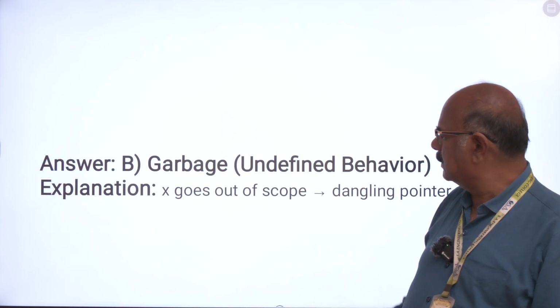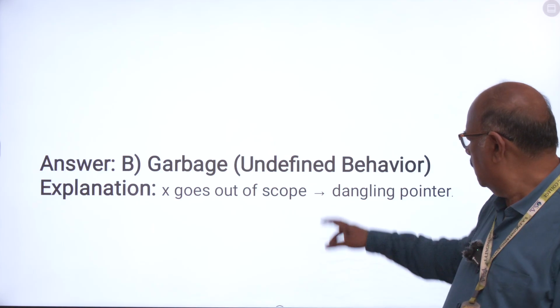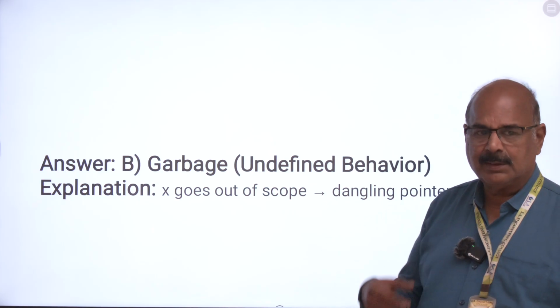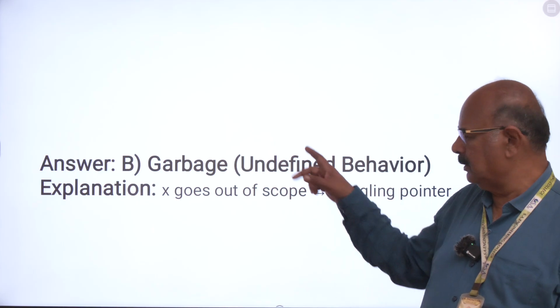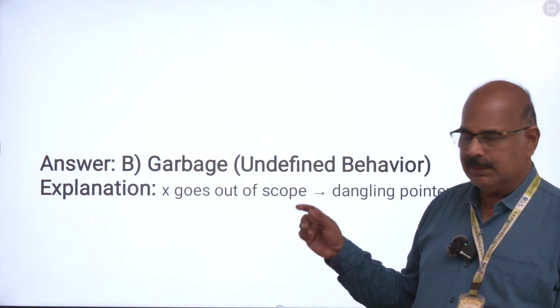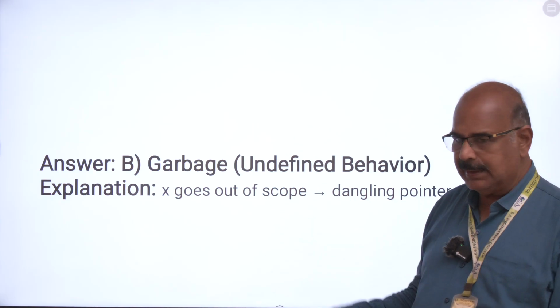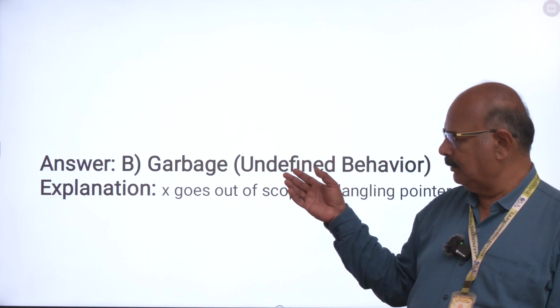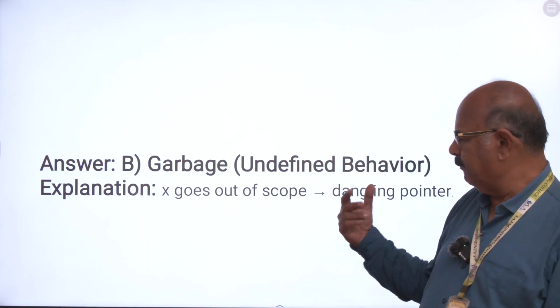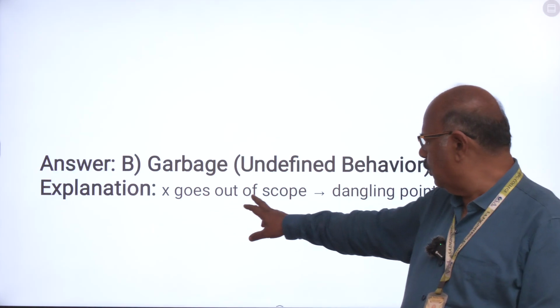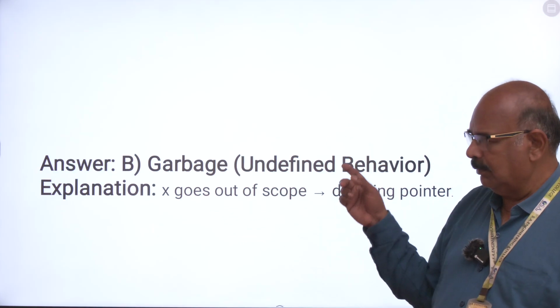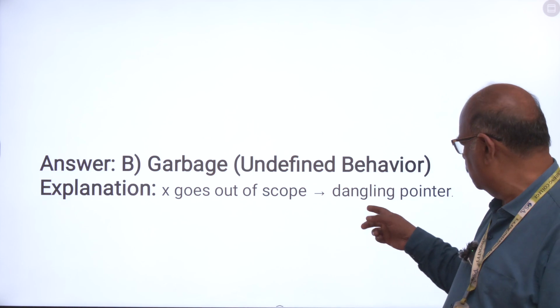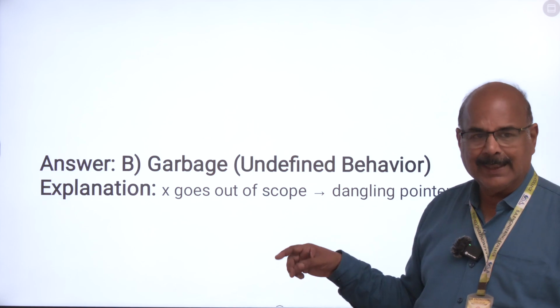Let us see the answer for this. Garbage, undefined behavior, because the behavior is undefined according to the explanation given for the program. So we won't be getting any output for this. Even though the pointer is showing some value, it won't effectively get that. So x goes out of scope. Whatever value was represented by x goes out of scope. So that is called a dangling pointer.